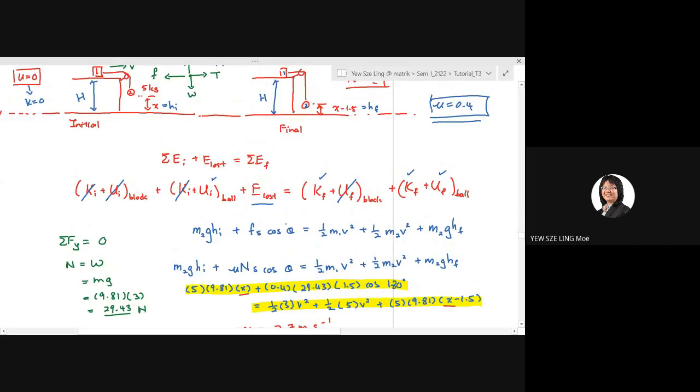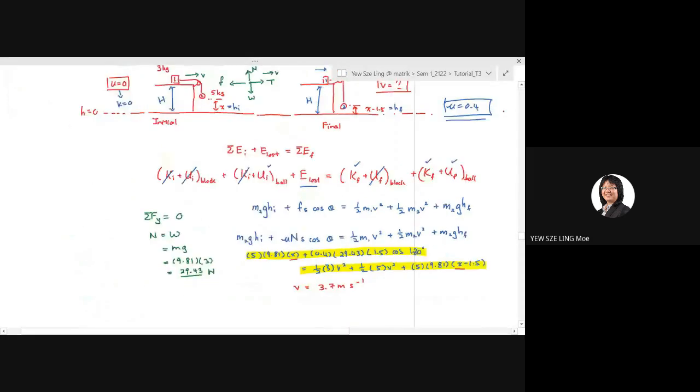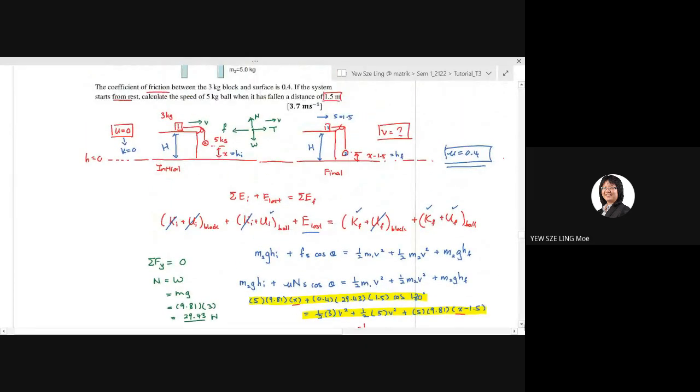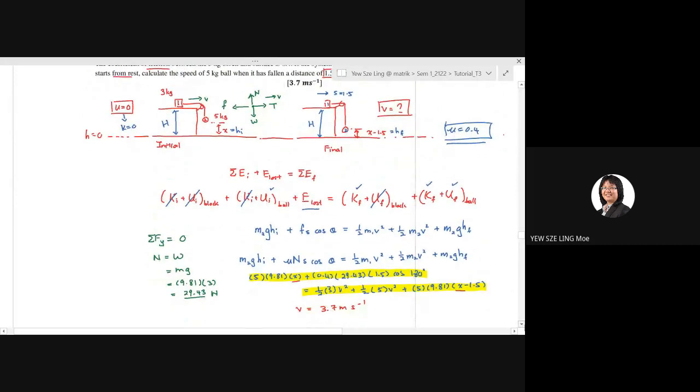This one just involves simple mathematics, so I'll leave it to you. Basically, that is the complete answer for question 6, which involved two objects. Write it down and see whether you can answer it. You also have a past year question that involves two objects which you can try. I think the question is from 2015, 2016.